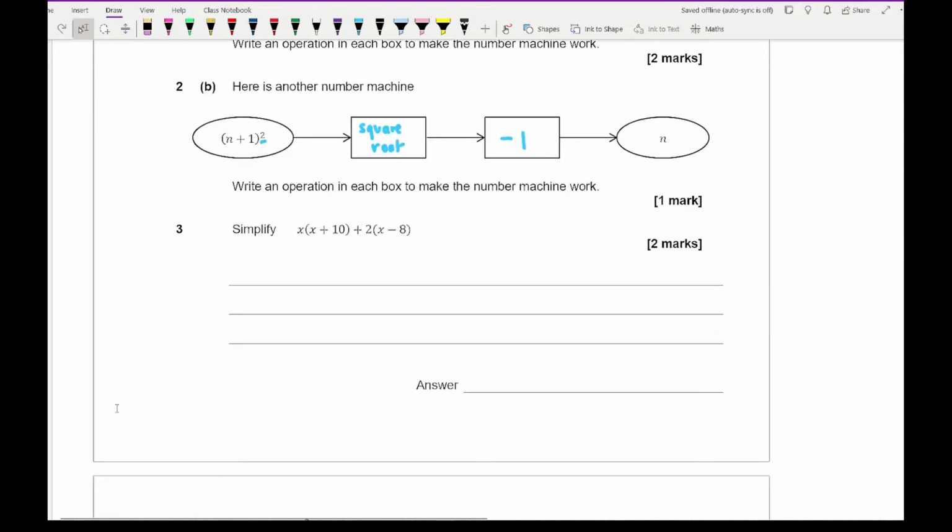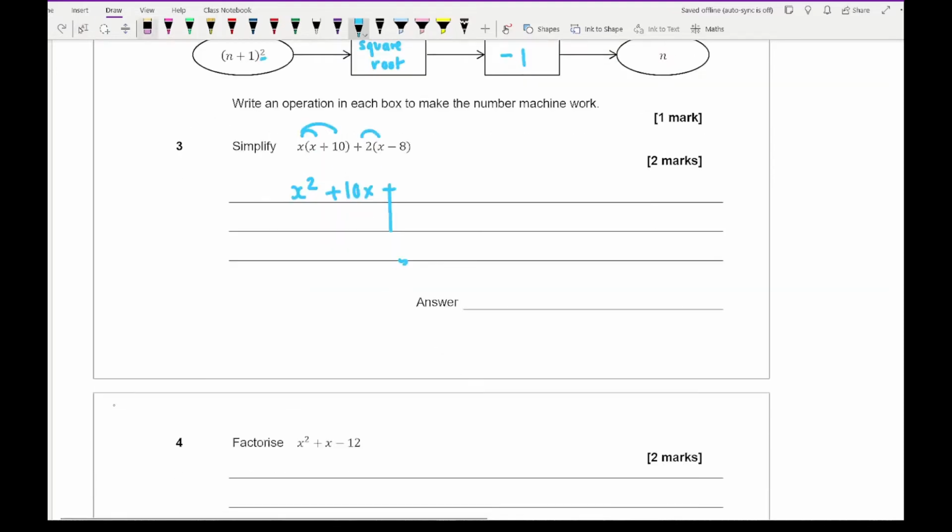Then with question 3, it says simplify. So we need to expand the brackets. So we end up with x squared plus 10x plus 2x minus 16. And then from this, we just want to collect the like terms together, leaving with the final answer of x squared plus 12x minus 16.